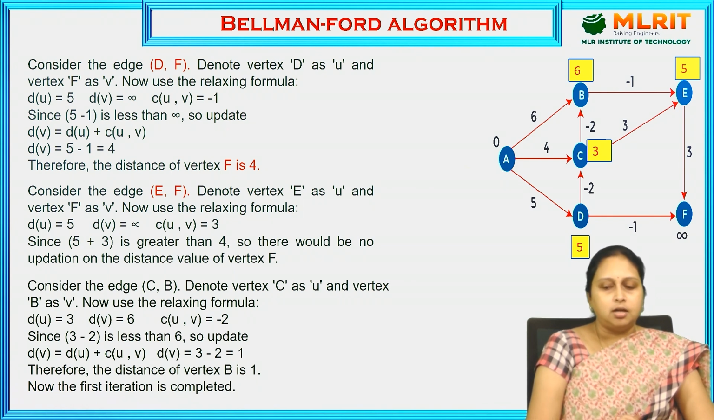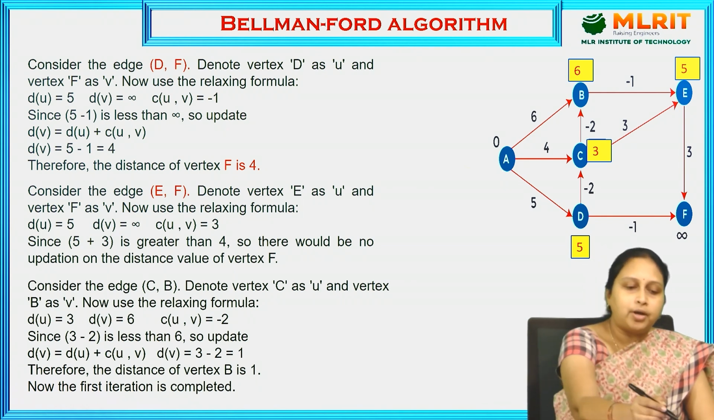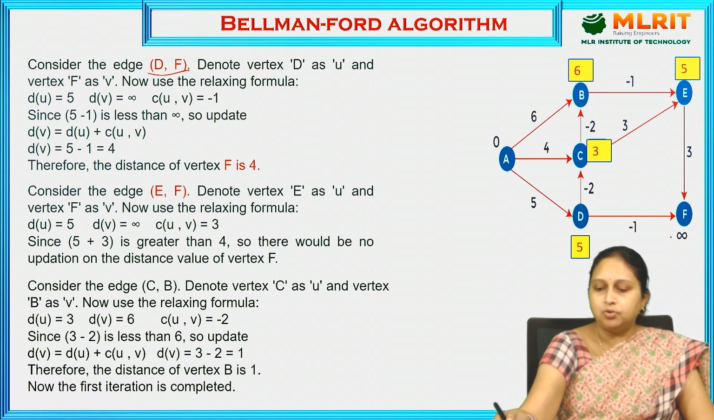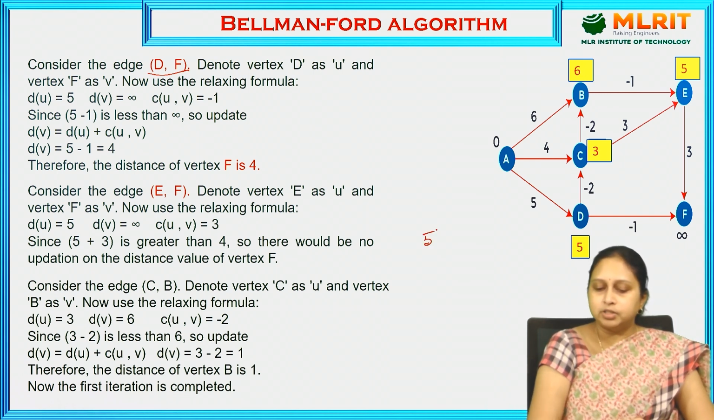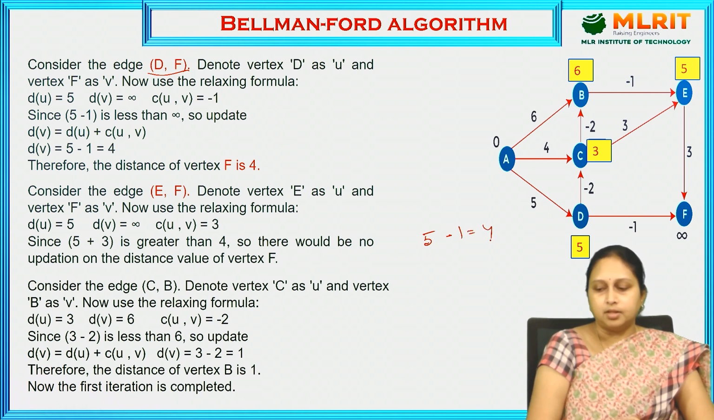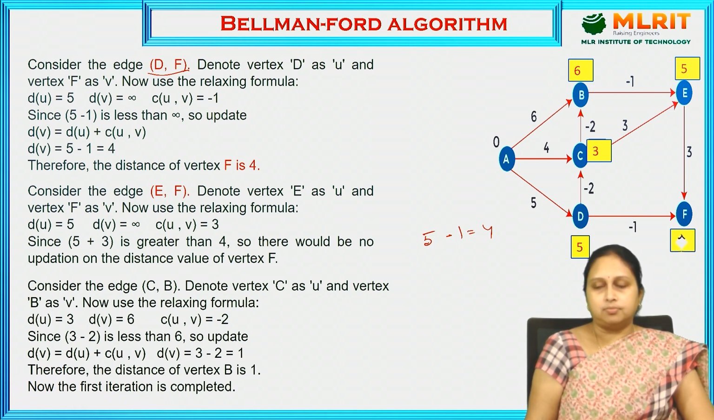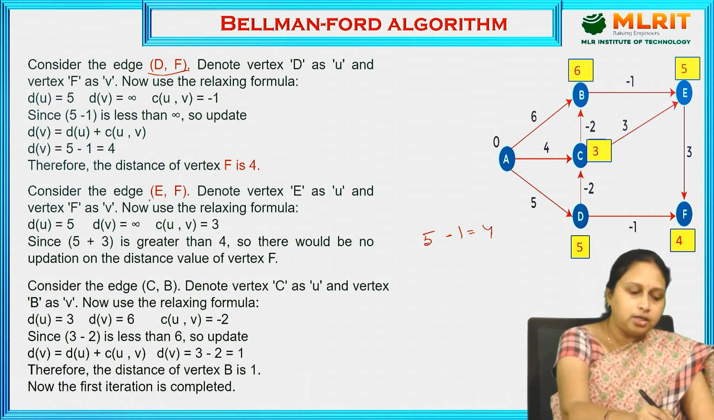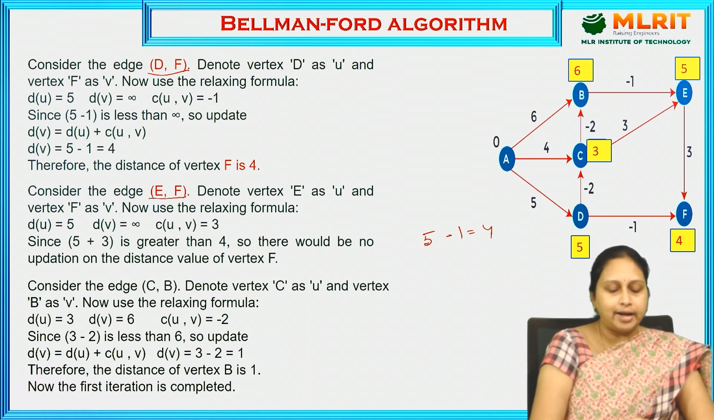Next, if I am going to see D to F, what is the D to F value? D to F value, how am I going to find it? D value is 5. 5 minus 1 is nothing but 4. Right? Still, I don't have the value for F. F is infinity only. So, 4 is less than infinity. So, I am going to replace with 4. Like this. Now, what is the next vertex we need to consider, or edge we need to consider?